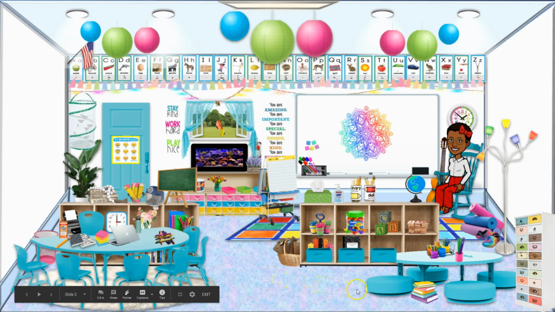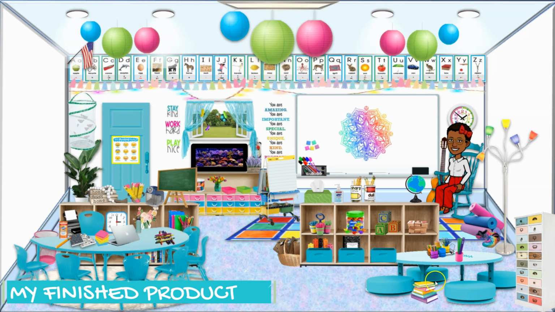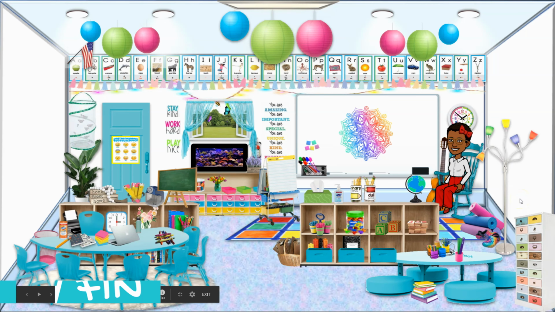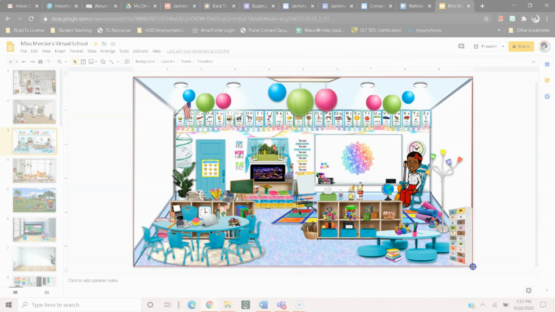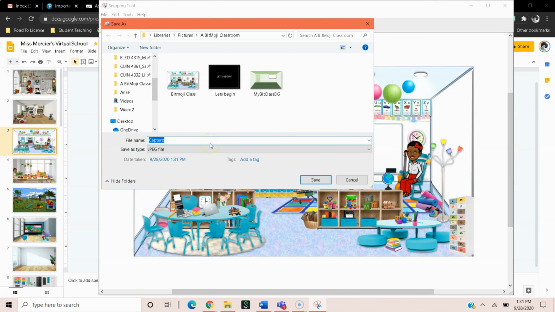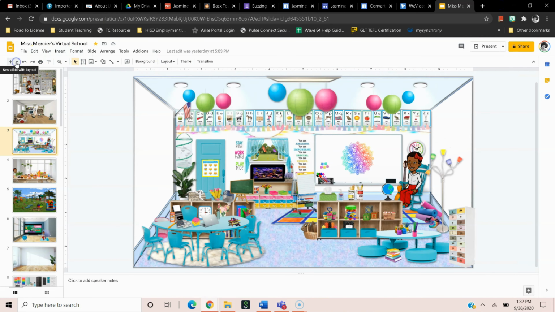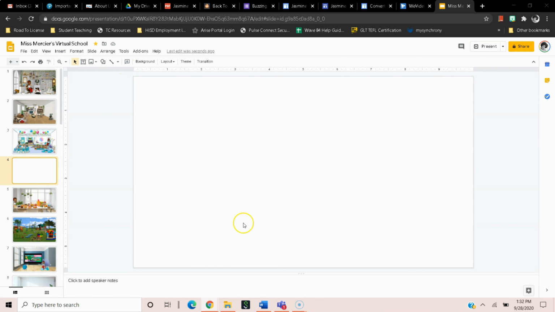Now that your classroom design is completed, you can make it interactive. First, snip an image of your finished product, save to files, and insert the image on a new blank slide. This will prevent everything from moving around, and you can link sources to your clickable items.